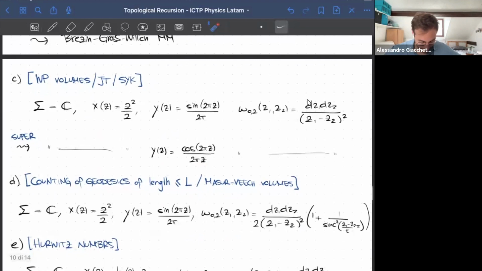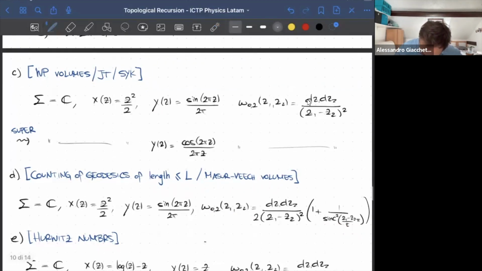Okay, another fancy example, still related to hyperbolic geometry, is the counting of hyperbolic geodesics when you take the length to be bounded by a certain L. This is also something known as Masur-Veech volumes. In this case, you have to take the same sigma, x and y as in the Weil-Peterson case, but now you change omega 0,2, essentially by adding this sine cardinal function.